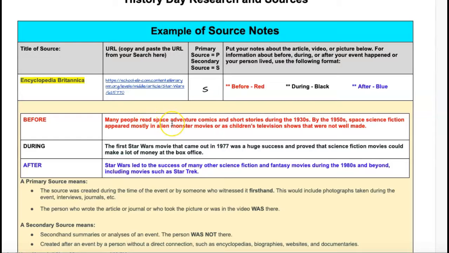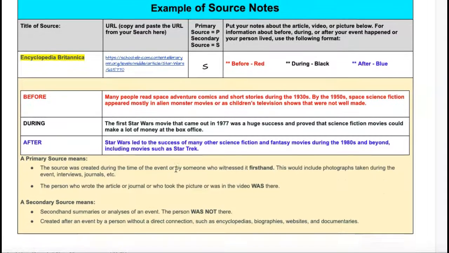So here for this example, we have something that happened before. This example is about Star Wars, but this is something that happened before. It is in the red section. Something that happened during is in this black section right here, and this is something that happened after. It is in the blue section.